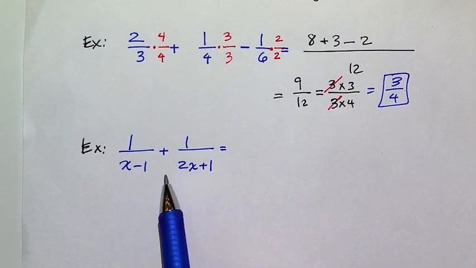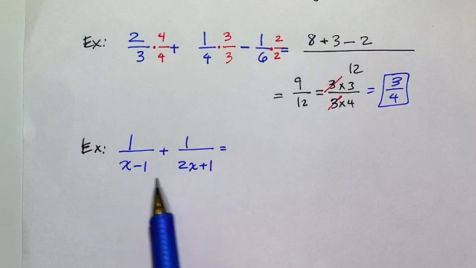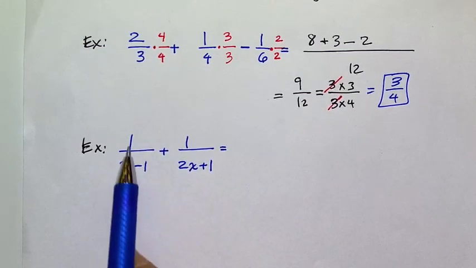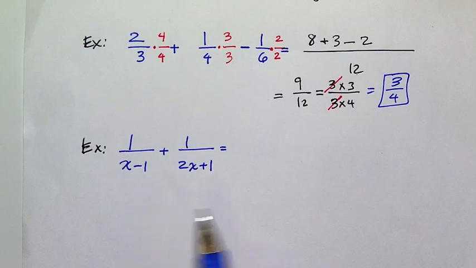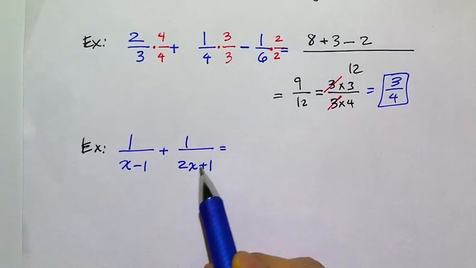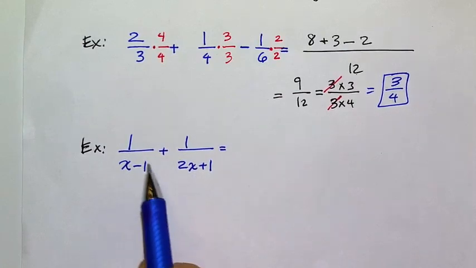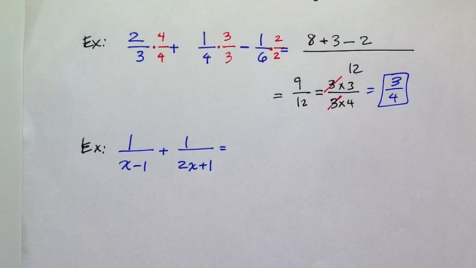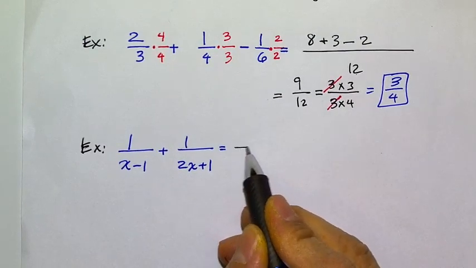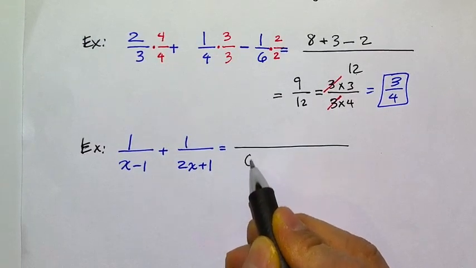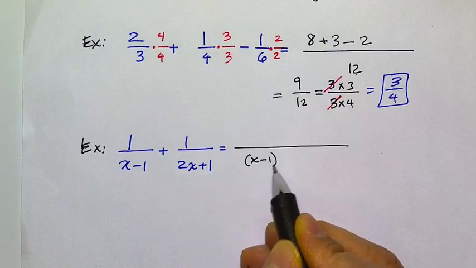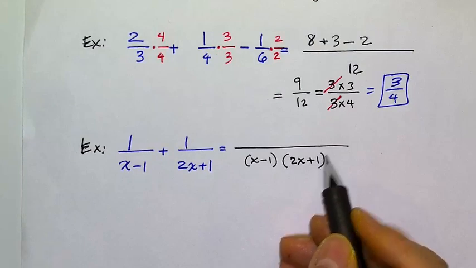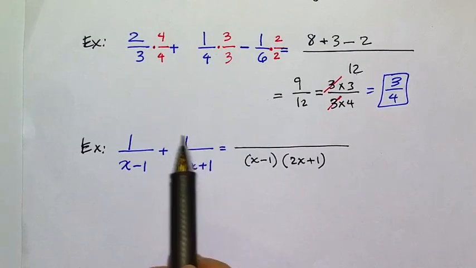Now, if we had two rational functions, these are called rational functions because they're fractions with x in them, like that, we would do the same thing. So the common denominator in this case is this expression times that expression, right? So let's write that down. So we would say that the common denominator is that times 2x plus 1, right?